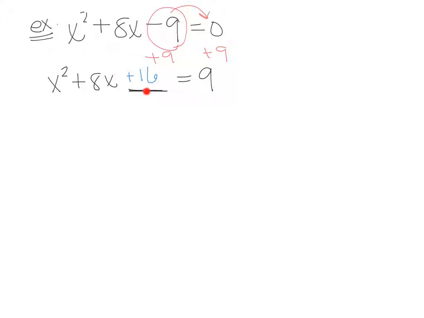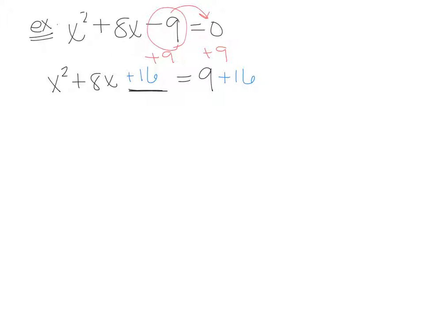But if you wish to keep your equation balanced, which you have to in math, because what you do to one side, you have to do to the other side. Because you magically added 16 on this side of the equal sign, you have to magically add 16 on that side of the equal sign. So I'm going to add 16 on this side of my equal sign as well. That is the number 1 mistake. You're going to forget to add this number on the other side of the equal sign.